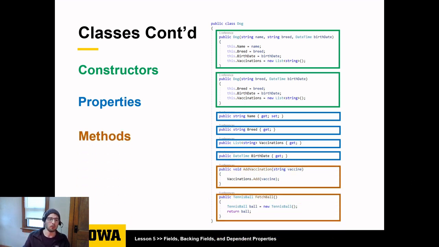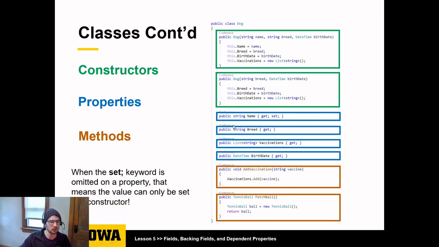A small point on this slide: you'll see for these properties there's a get, but there's no set. We talked about private sets in the previous lesson, but here there's just no set. And when there's no set, that means the only time you can set a value for these properties is in the constructor. Breed, for example, is taken in by both constructors, and that's the only time that breed can have a value set. So that's what omitting the set keyword does.